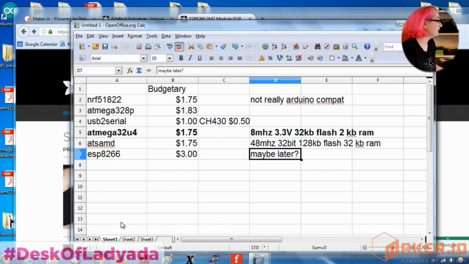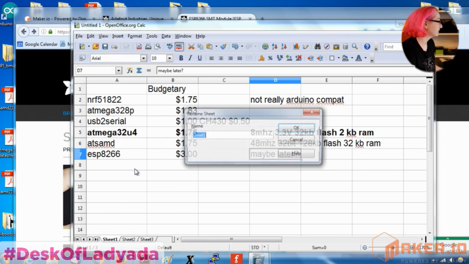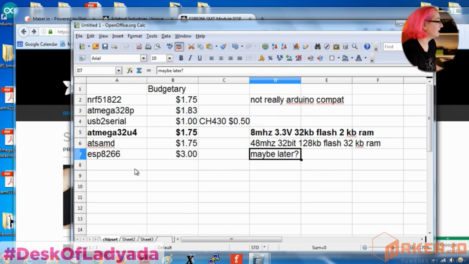Right. So let's rename this sheet chipset. And you can of course adapt this later, but I really did want to have something that was Arduino compatible. And the chip, the Atmega 32U4, it's an old chip. It doesn't have the new hotness. It doesn't do DMA. It doesn't do everything, but it does do what it does fairly well. There's a lot of example code.